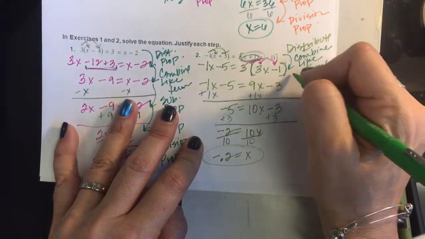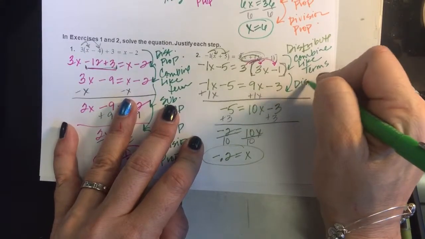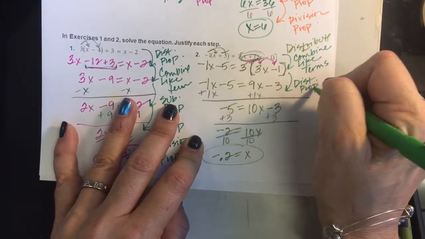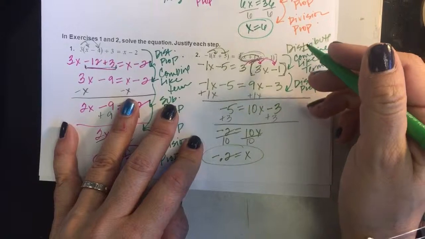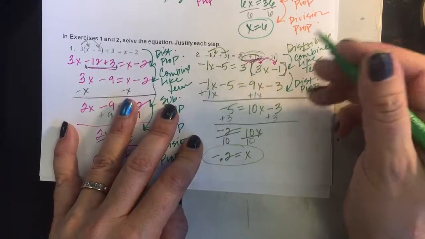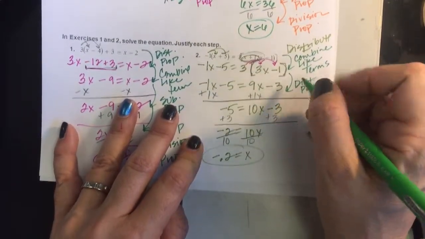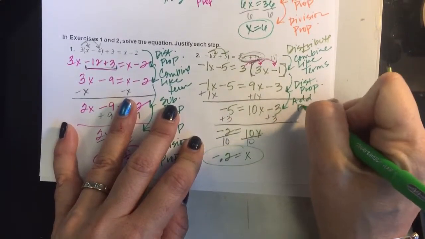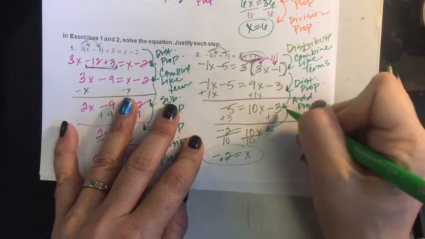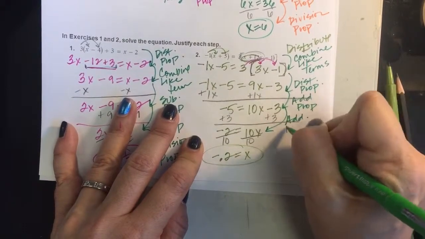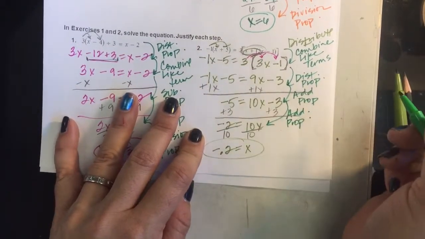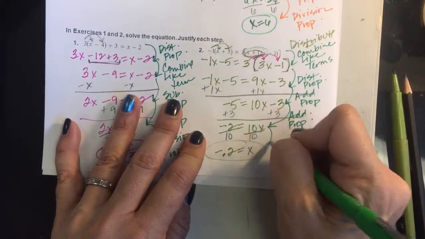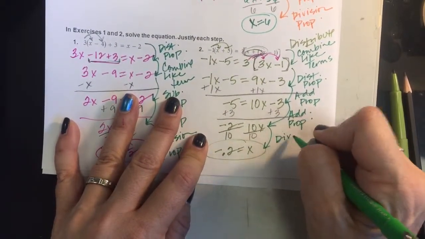Going back, I distributed again. This came up as a question last week. Can you write down the same property more than once? Absolutely. Sometimes you have to undo by adding more than once. It happens right here. To get from here to here, I use the addition property. But then to get from here to here, I use the addition property all over again. In my process of undoing, I might be repeating those properties. And then last but not least, I did the division property.